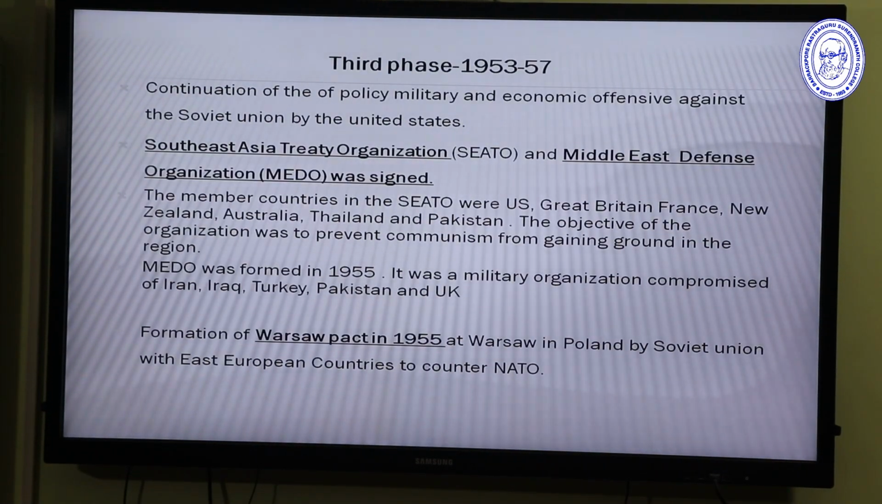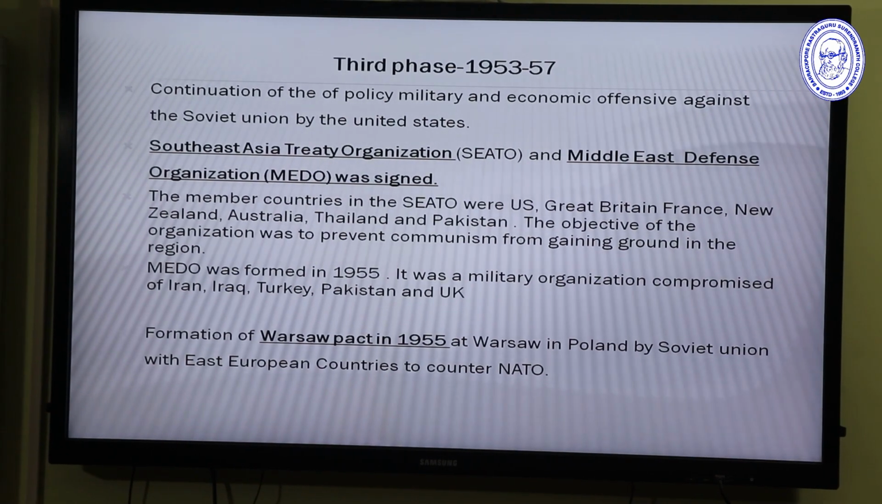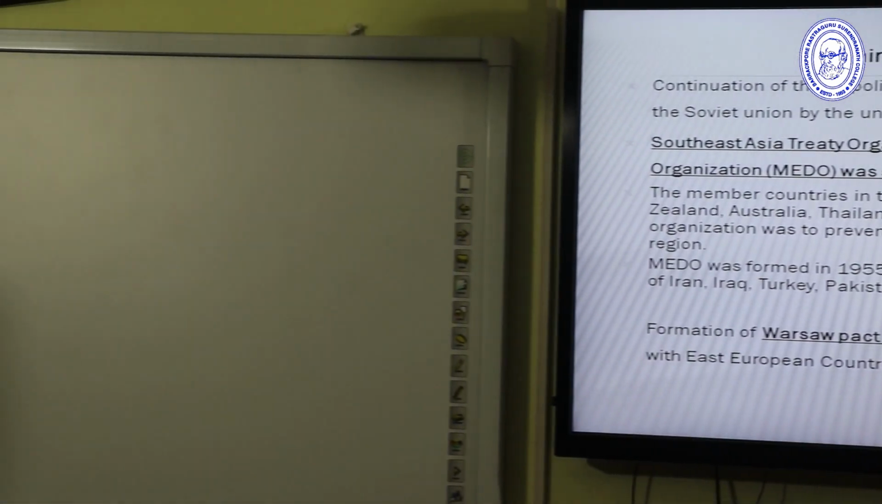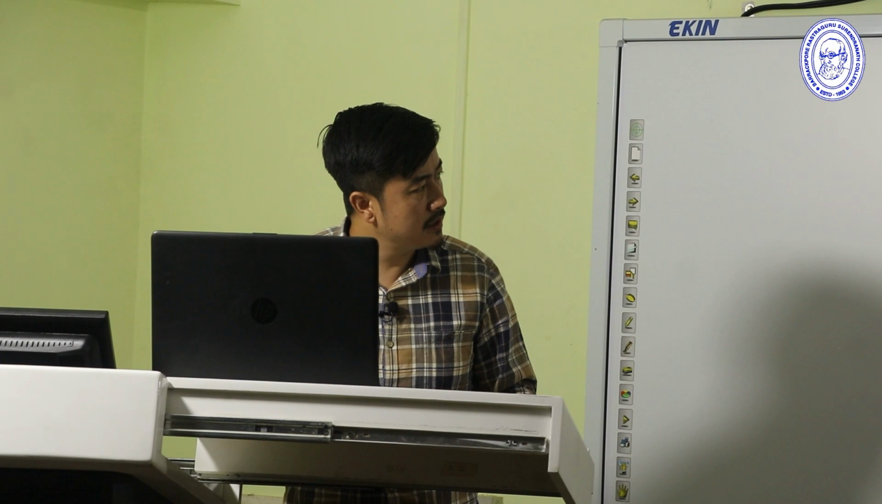Then we'll come to the third phase of the Cold War. During the third phase, there was a continuation of the same offensive policies against the Soviet Union by the United States. Here we see the formation of the Southeast Asia Treaty Organization, SEATO, and the Middle East Defense Organization, MEDO. If you look at the member countries of SEATO, even neighboring Pakistan got involved, along with Thailand, Australia, New Zealand, France and the USA.